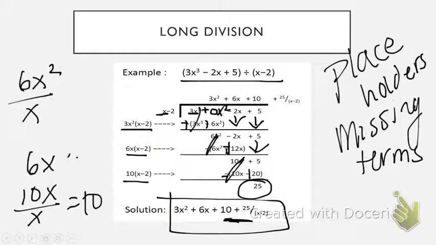But here, you need to make sure whatever sign it is, whether it's a positive or a negative sign, you need to make that your operation. So plus 25 over x minus 2. And that is your example for long division. All right? Any questions, please let us know.